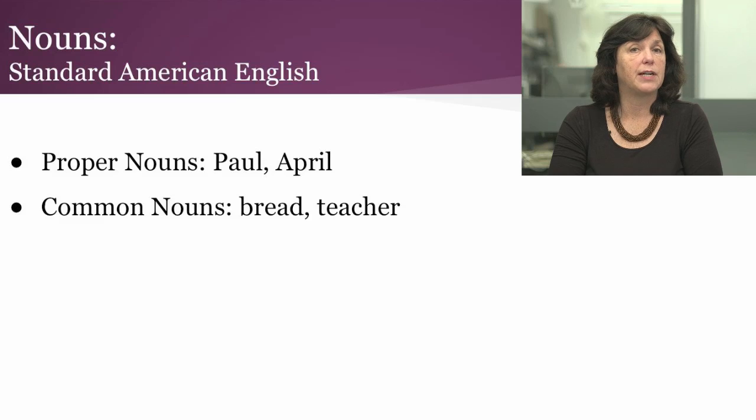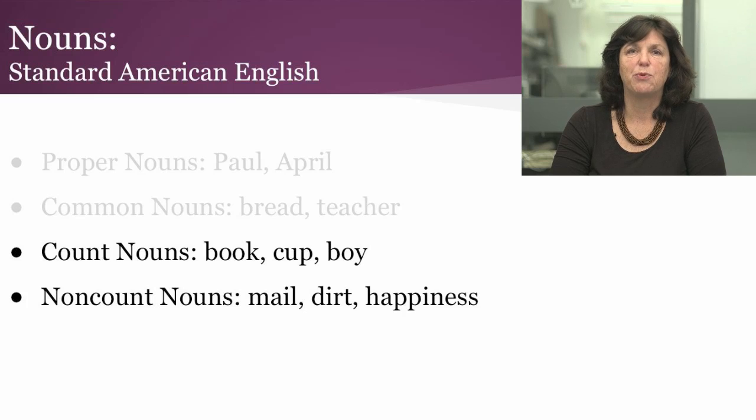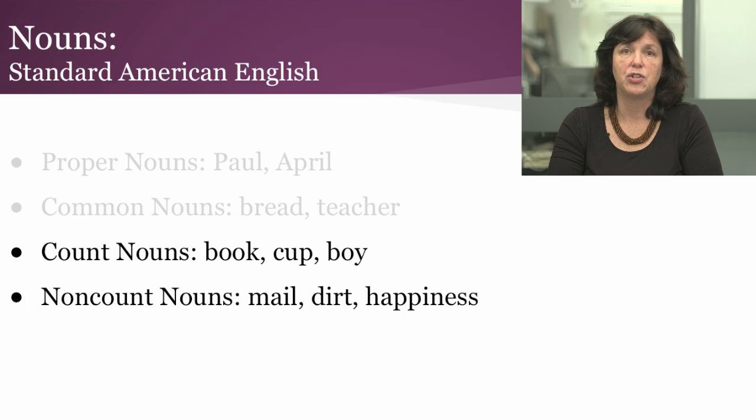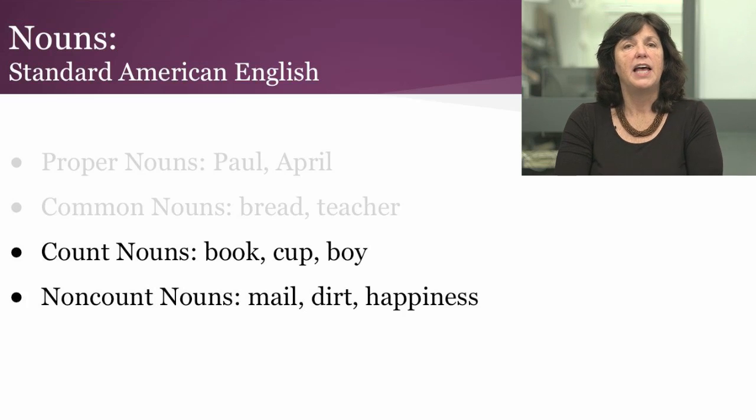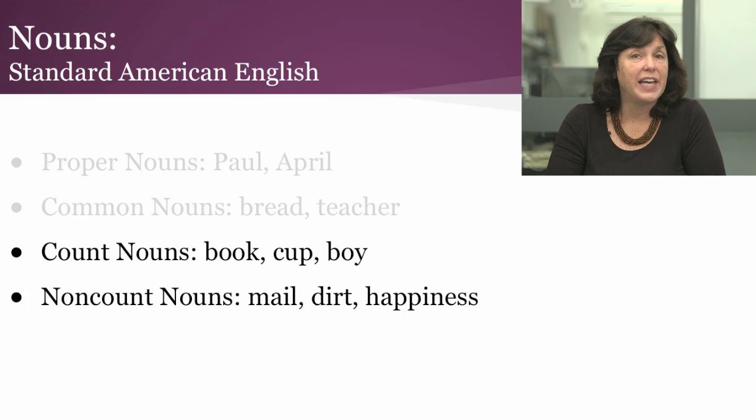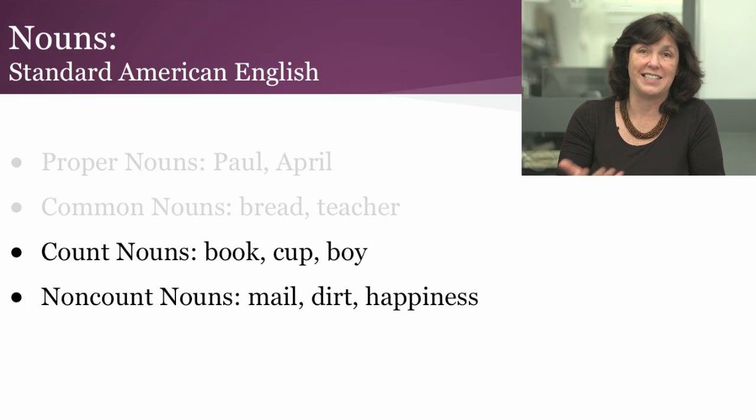We can also categorize nouns by whether they are count or non-count. Count nouns refer to countable objects such as book, cup, and boy. You can have multiple books, multiple cups, and multiple boys. Non-count nouns, on the other hand, refer to objects that cannot be counted or pluralized, such as mail, dirt, and happiness. You can't, for example, have multiple mails, multiple dirts, or multiple happinesses.